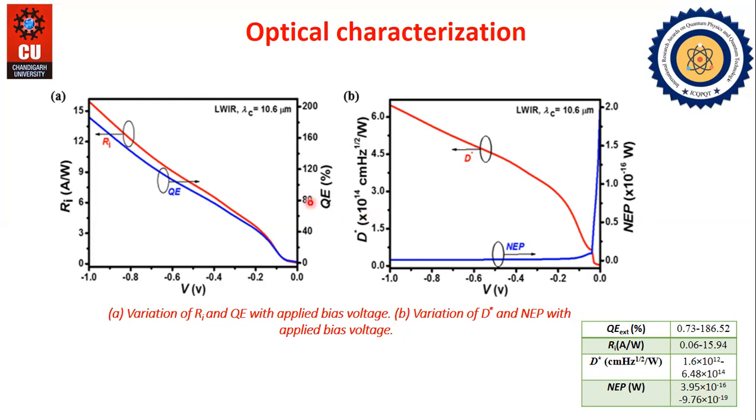The increase in quantum efficiency is caused by the carriers rapidly passing through the thin depletion layer under the applied reverse bias voltage. And it has been found that a quantum efficiency of more than 100% is achieved. You can see over here, the quantum efficiency of more than 100% is achieved for the proposed detector in the long wavelength infrared region. The obtained quantum efficiency of around 186.52% at a bias of -1 volt is much higher than that of the previously reported mercury cadmium telluride based detector.